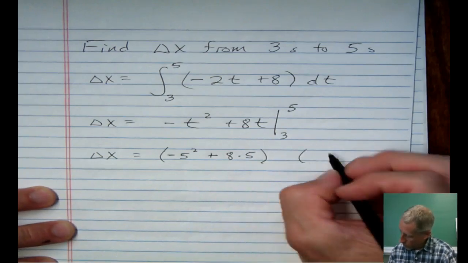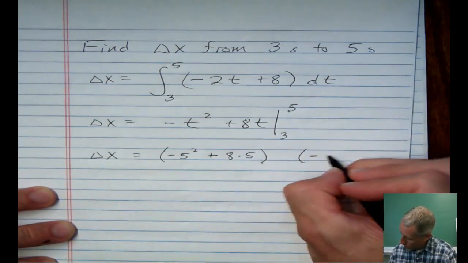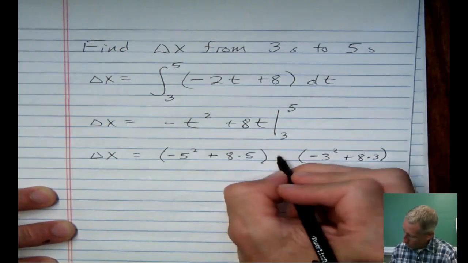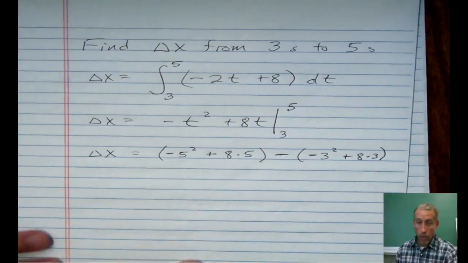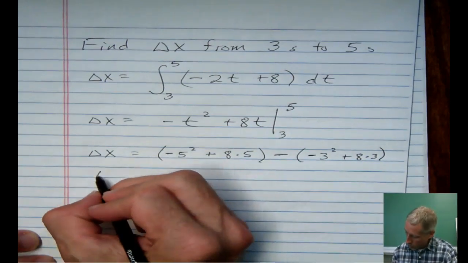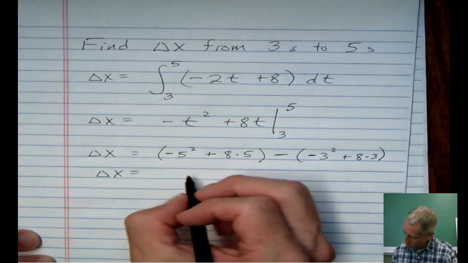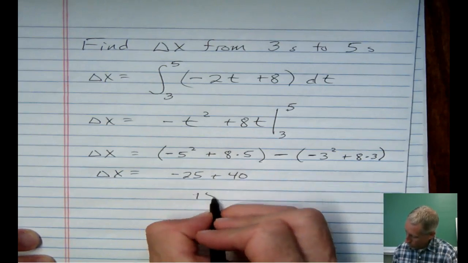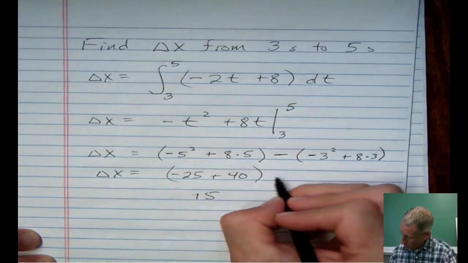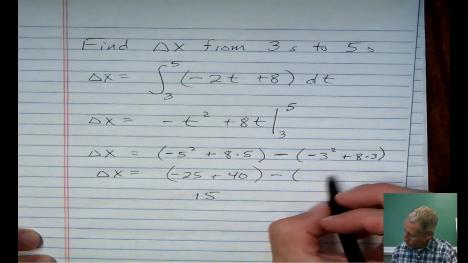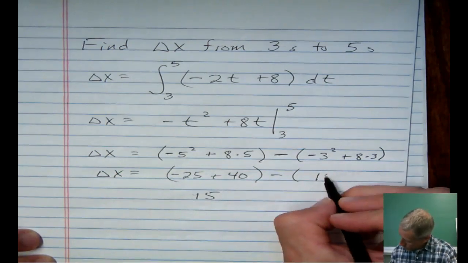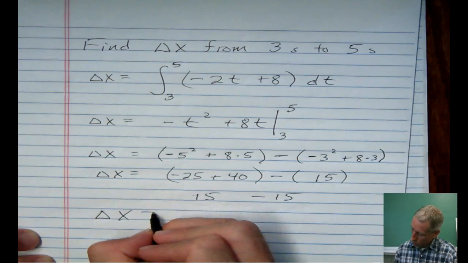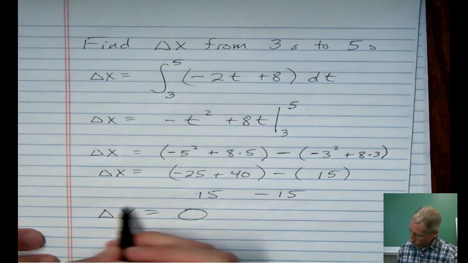And then we do that same thing for 3 seconds. So this would be negative 3 squared plus 8 times 3. And then you subtract those two, and that difference will give you the displacement between those two times. So look what happens here. This gives us negative 25 plus 40 for a total of 15. And then here we get negative 9 plus 24, which is also 15. So we get 15 minus 15 for a total displacement of 0.